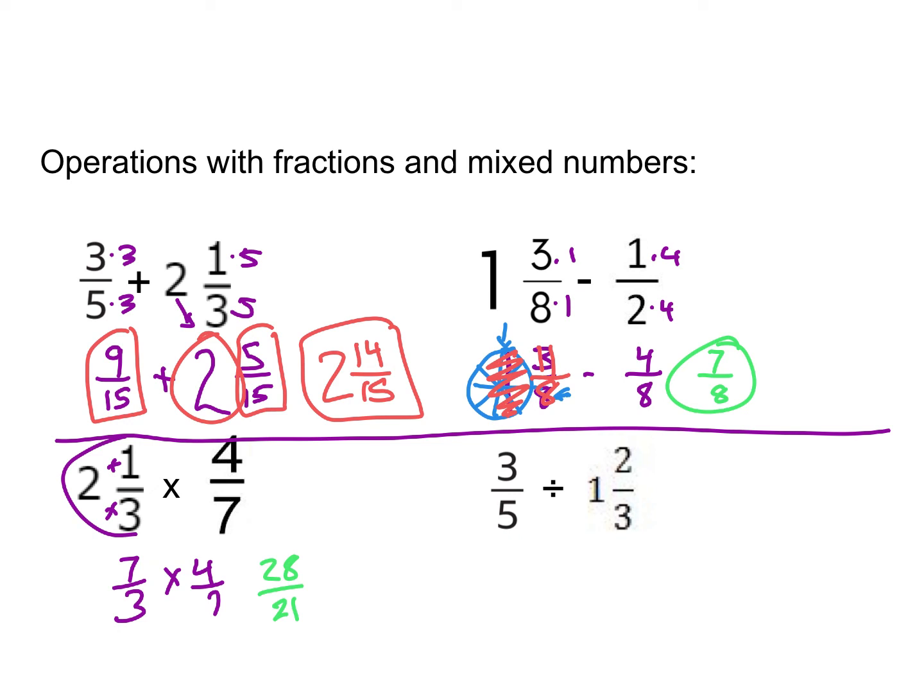21 fits into 28 one time with 7 left over out of 21. Divide by 7, I get 1 and 1/3.